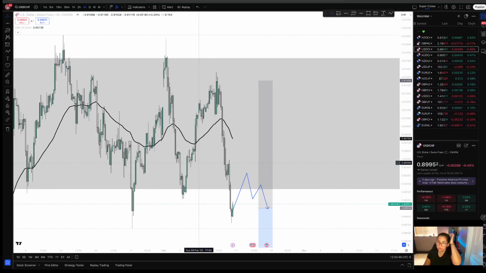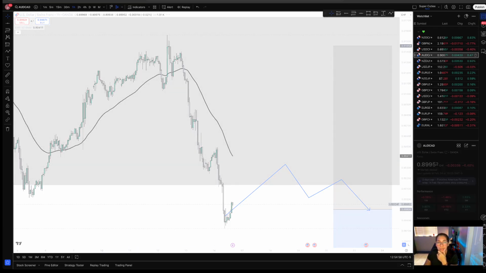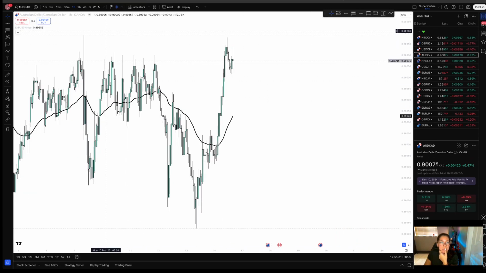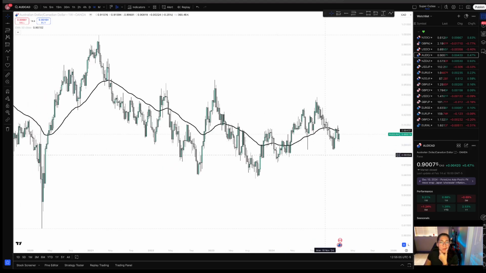USD CHF doesn't move like that to get 300 pips easily. It's gonna take a while. Okay, I don't like how this looks. Okay, moving on. Let's see. Oh wow. Okay. I don't like any of this.